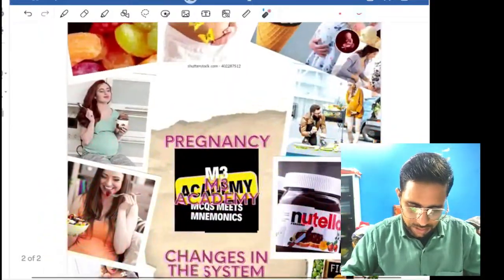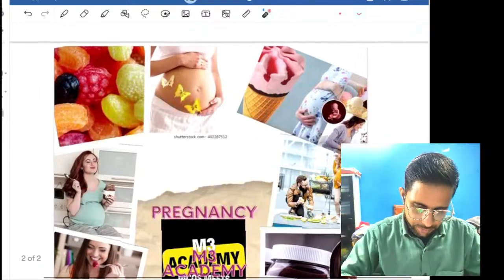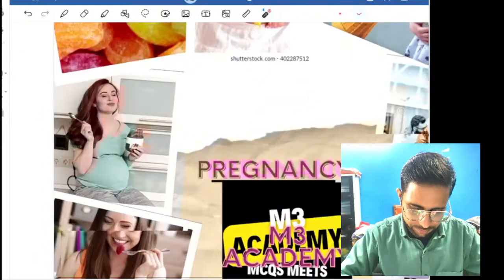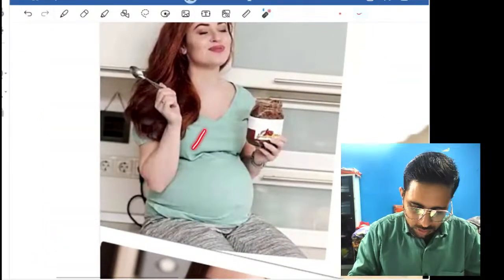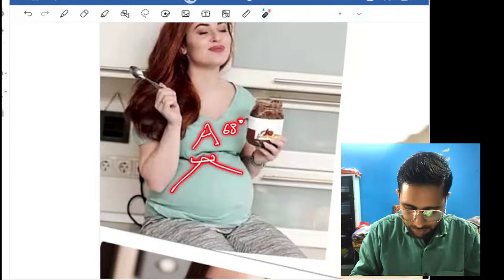Subcostal angle. See the picture of the girl here. See this picture. So subcostal angle in the non-pregnant woman is 68. In the pregnant woman it becomes 103.